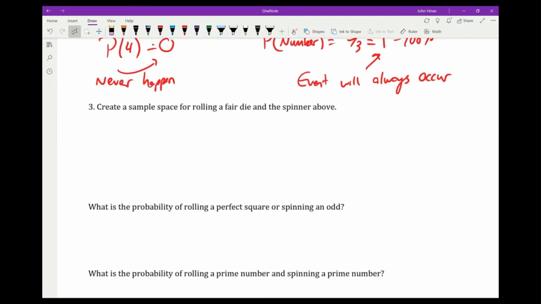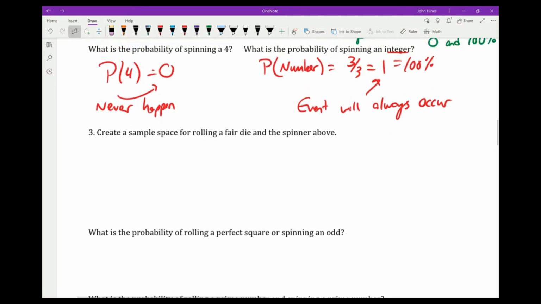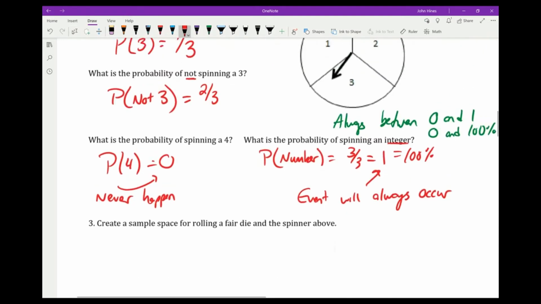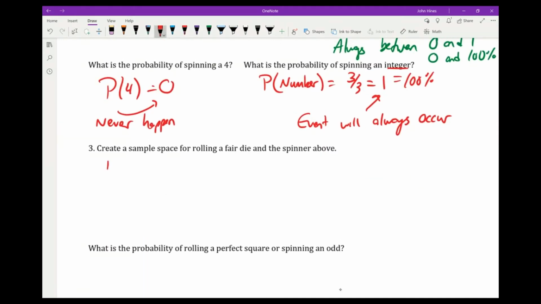Create a sample space for rolling a fair die and the spinner above. So I'm rolling a die and then spinning the spinner. So I can roll a 1, spin a 1. Roll a 1, spin a 2. Roll a 1. So I'm rolling, then spinning.